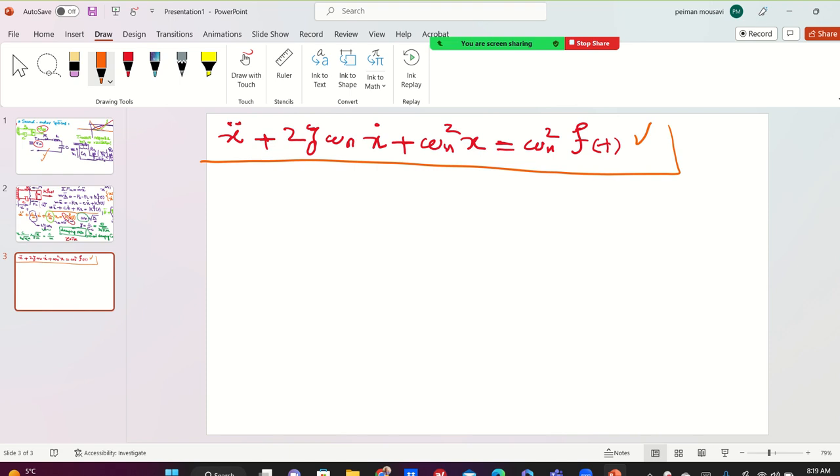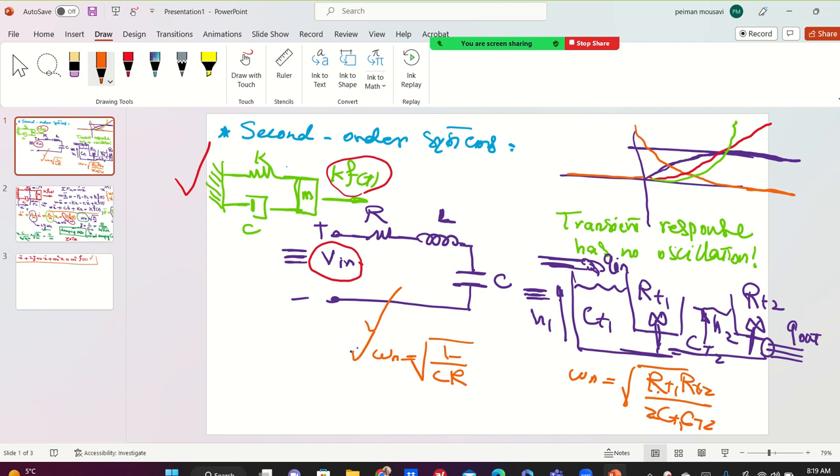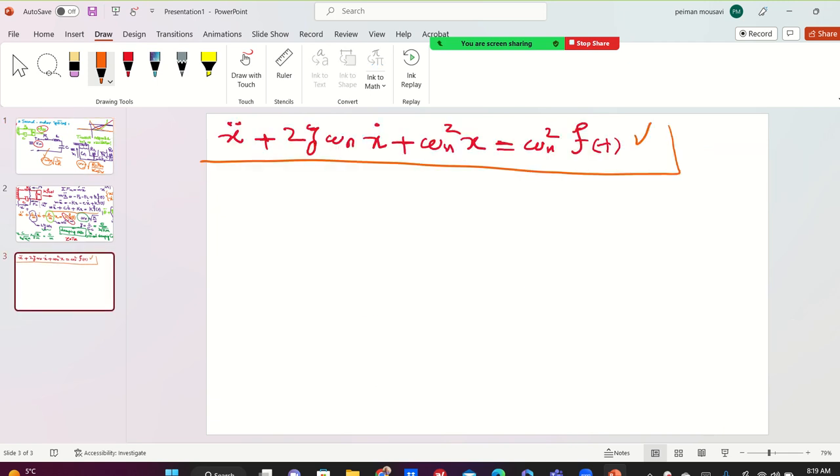I don't care whether this omega n is K over M, or, I'm just giving an example, L over CR, or the natural frequency of some other system. I didn't memorize it. Just examples, like R T1, R T2, C T1, C T2. I don't care about these numbers. I only care about this. So I'm generating a universal differential equation expressing any stable second order system in this format.